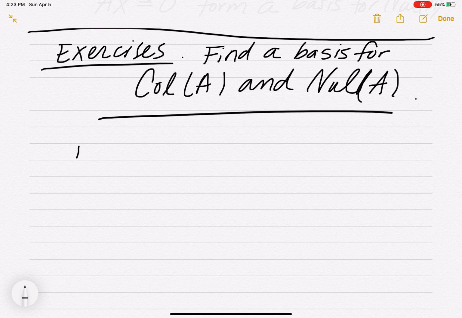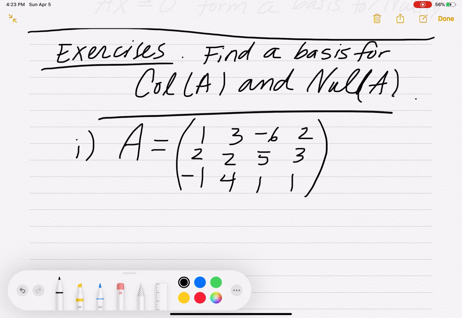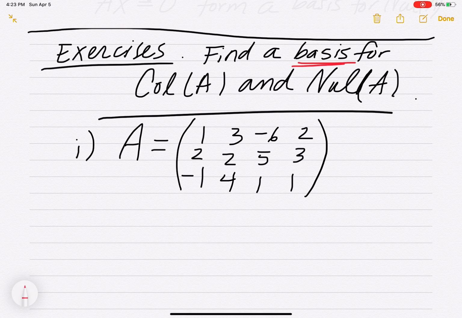All right, number 1. Here's my matrix A. It has columns 1, 2, -1, 3, 2, 4, -6, 5, 1, 2, 3, 1. Okay. So the first thing you always want to do when you're working such a problem to find the column space basis and the null space basis, it's going to be 2 problems basically. First, you want to row reduce your A. Row reduce it entirely.